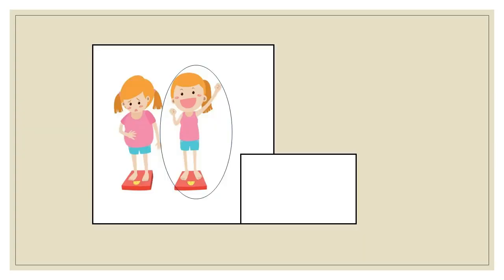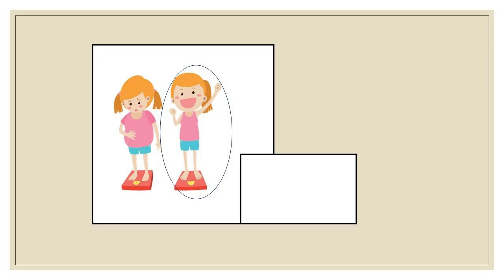Shall we continue? Can you please open your book, page 10? In this page, you have to write the correct word for each picture. Let's check the pictures one by one. The first picture. Can you tell me what picture do you see? Look at the girl on the circle. The girl is slim. Slim. Can you write the word slim?